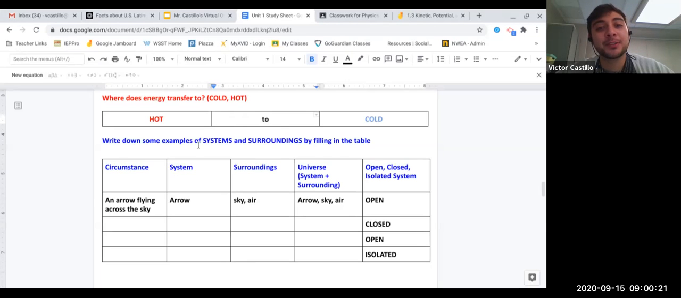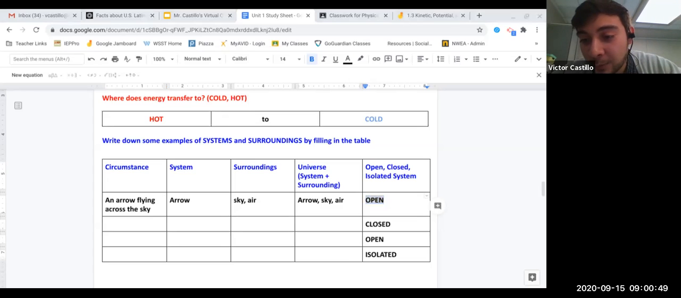This is writing some examples of systems and surroundings. We know the system is our main focus, and surroundings is everything else, right? So I made an example right here, an arrow flying across the sky. The arrow is our system, our main focus. What is around it? The sky and the air. The universe is just both of them put together: arrow, sky, and air. And we know it's an open system because both matter and energy are traveling in and out.